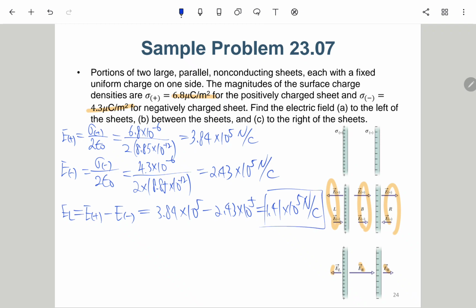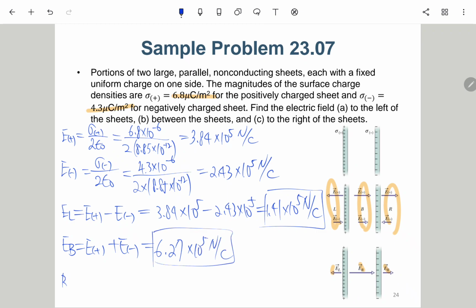And for EB, EB is E plus E minus. Okay, E plus E minus. So it will be adding them together, which will be 6.27 times 10 to the 5th power Newton per Coulomb.